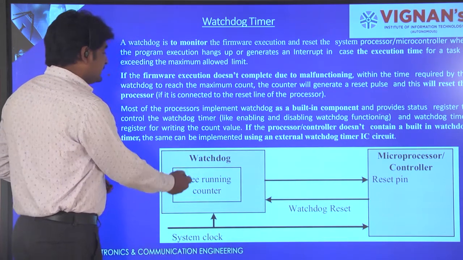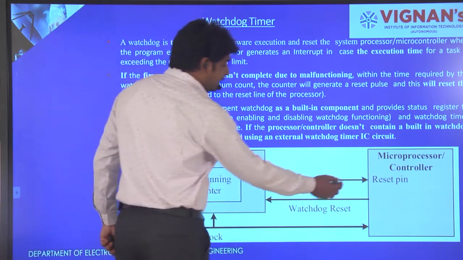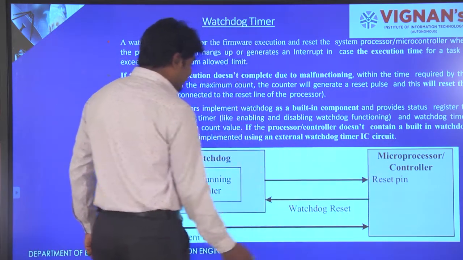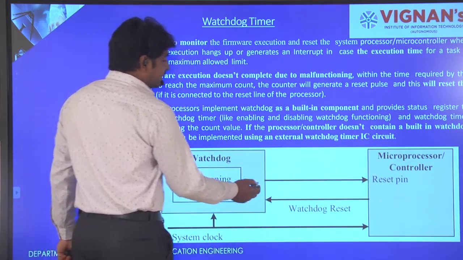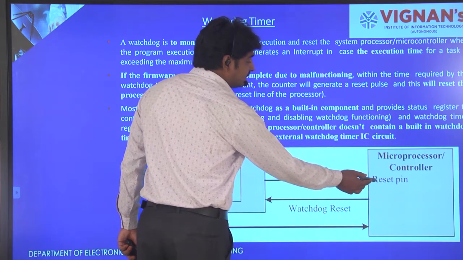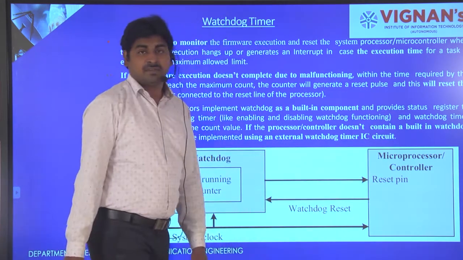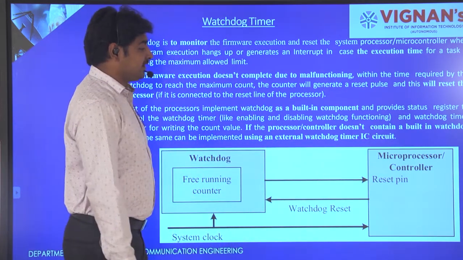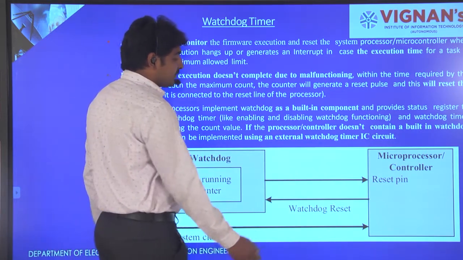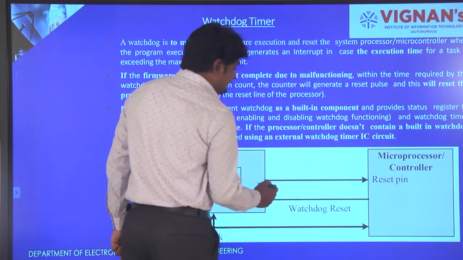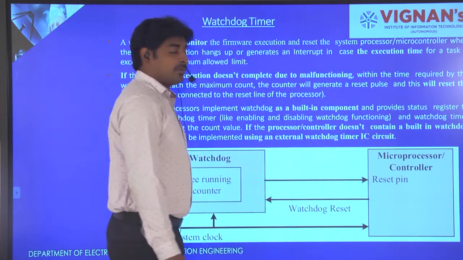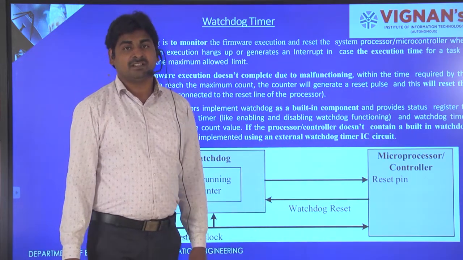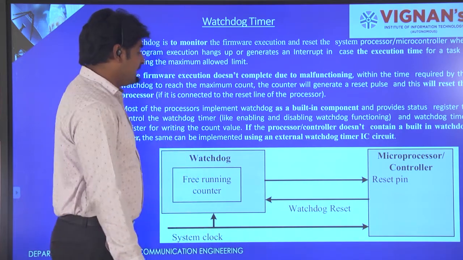See here, this is the watchdog timer and this is the microcontroller. Now the output of this watchdog is given to the reset pin. If your microcontroller is not working properly, if it is not executing the functions properly, then a signal is given to the reset pin, and hence the microprocessor will go into its reset state.